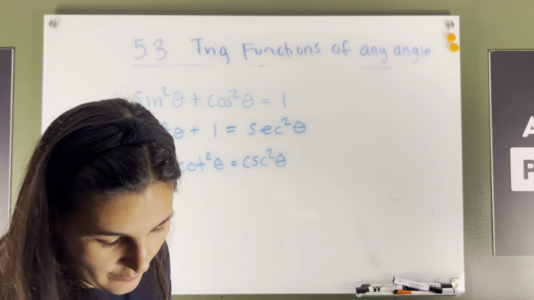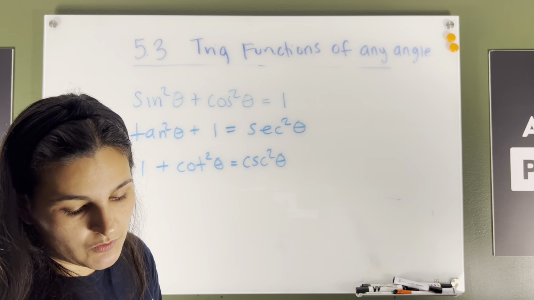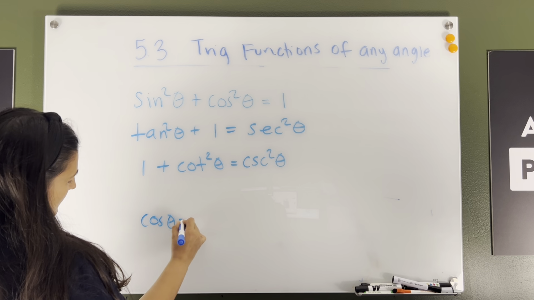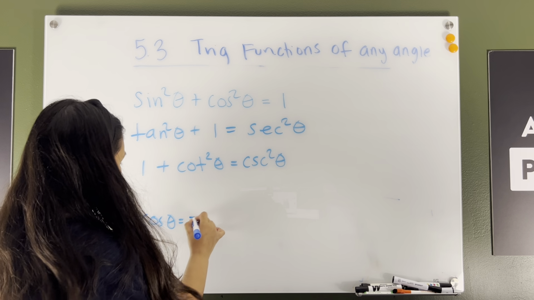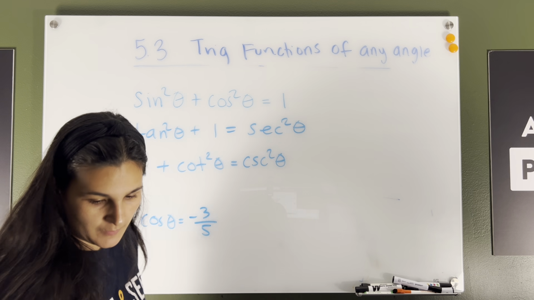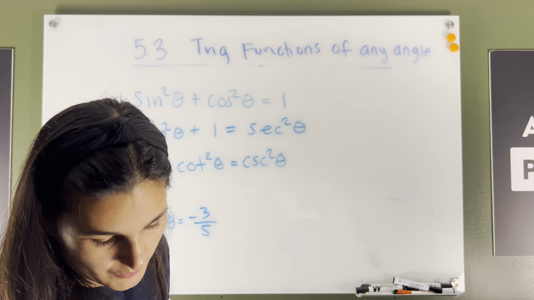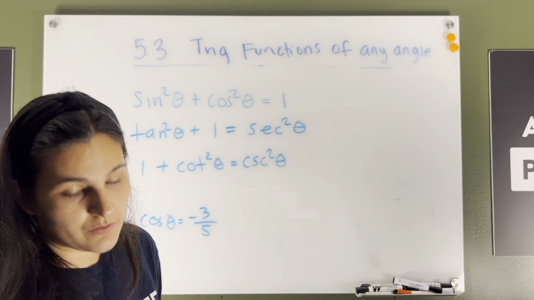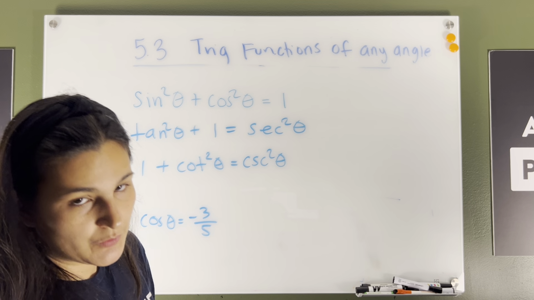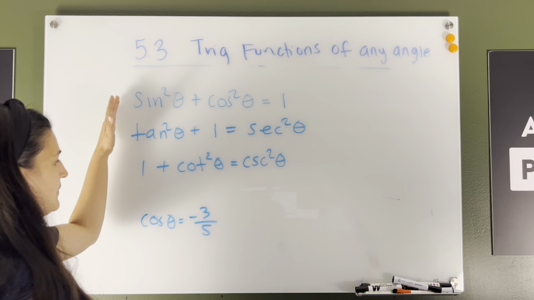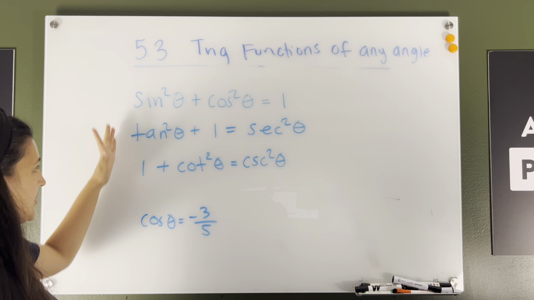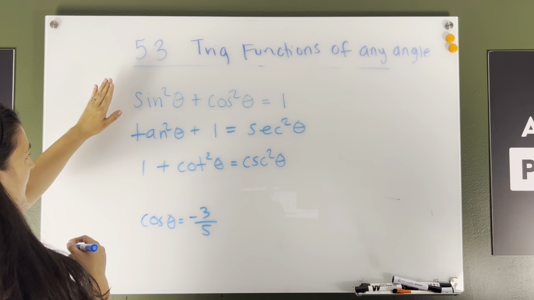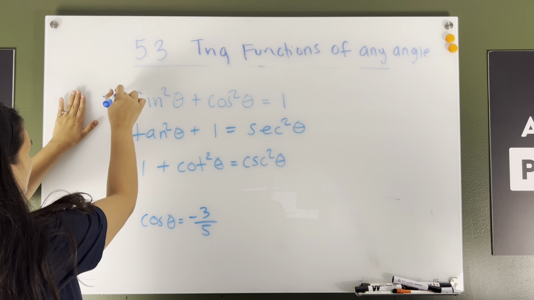Okay, and so for example 7, it says use fundamental identities. So it says given cosine theta equals -3/5 in quadrant 2, find sine of theta and tangent theta. Okay, so there's two ways to do this. The way that I would probably do it is use this information here because they want us to find sine. And we already have cosine, so we use the first formula.